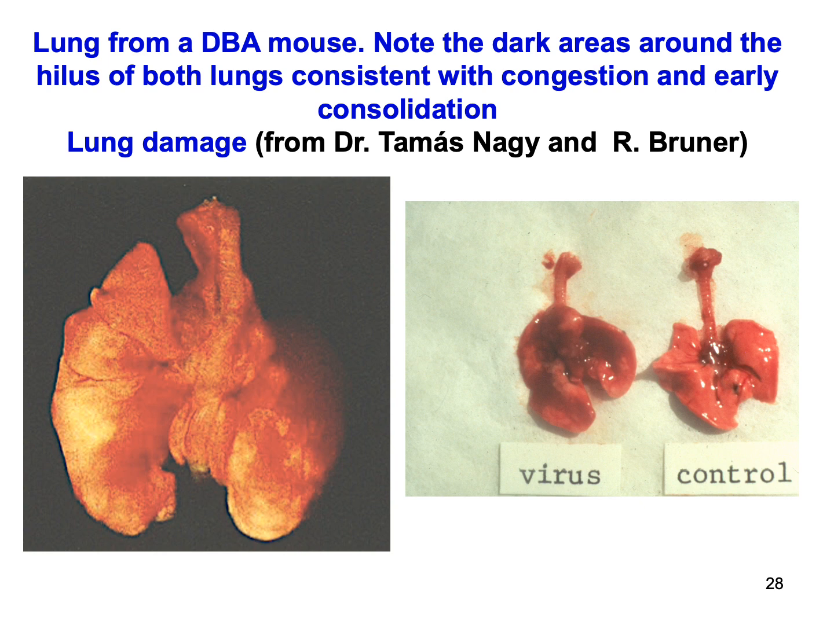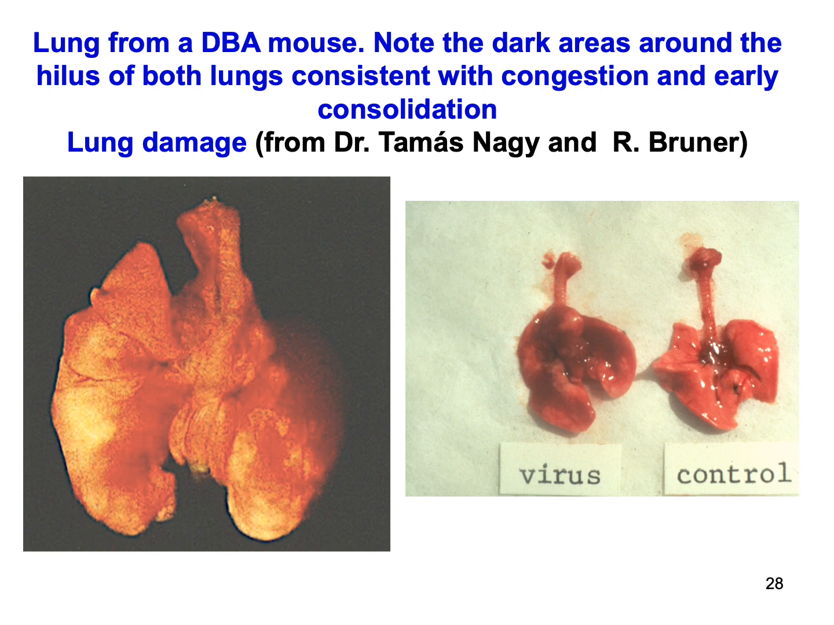These are pictures of lung damage. Lung from a DBA mouse. Of course, you never have to memorize the DBA or not DBA mouse. You have to memorize that in immunocompetent mice and immunocompromised mice, note the dark areas around the hila of both lungs, consistent with congestion and early consolidation. And on the right side you see a comparison of the virus damaged lung and the control lung.